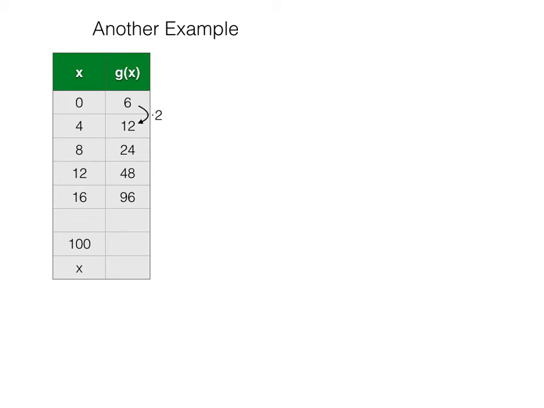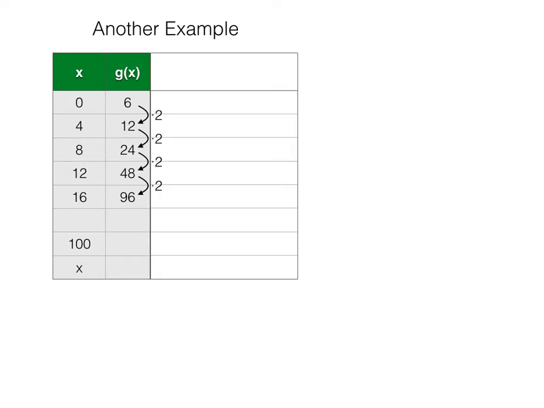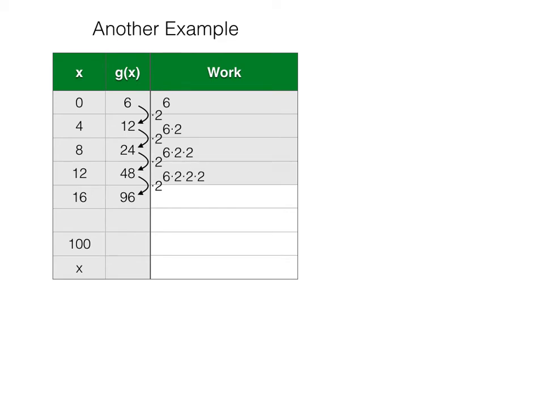So we notice that 6 times 2 is 12, 12 times 2 is 24, 24 times 2 is 48, 48 times 2 is 96. So of course we do our work next. 6 times 2. To get to 24, we did 6 times 2 times 2. To get to 48, we did 6 times 2 times 2 times 2, etc. And we can write this in a shorter way: 6 times 2 to the first power, 6 times 2 to the second, 6 times 2 to the third, 6 times 2 to the fourth power.